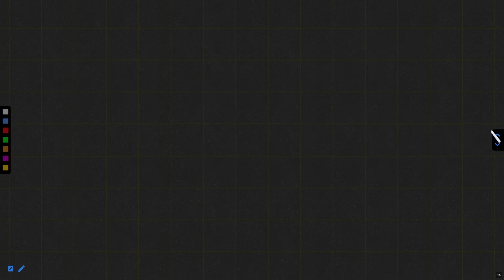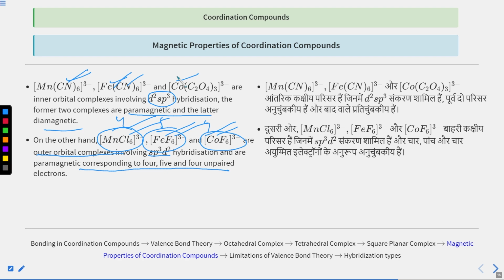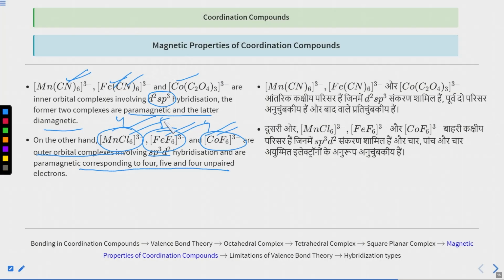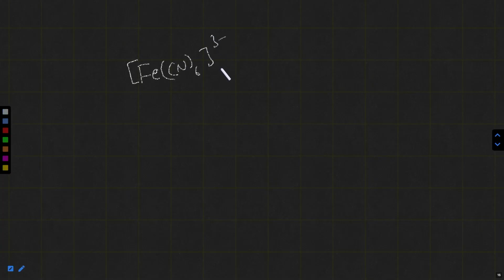Next, let us draw it for [Fe(CN)6]3-. Okay, [Fe(CN)6]3-. So I will draw it. Just try to draw it by yourself. [Fe(CN)6]3-. This will be good. Okay.